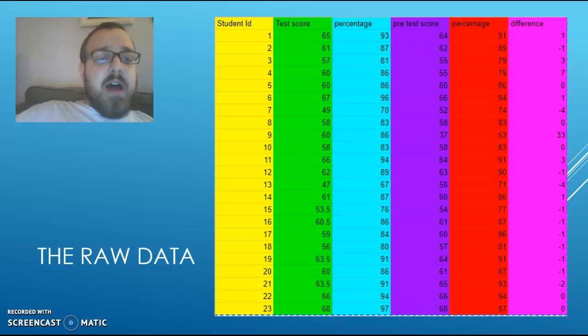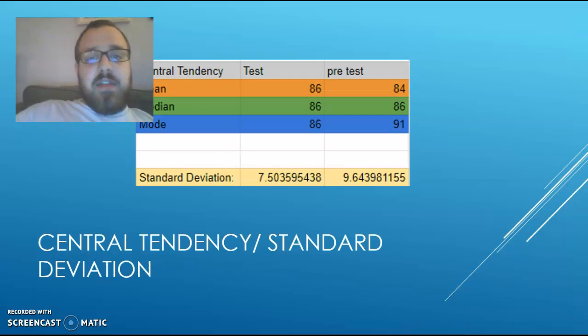And then really the heart of this unit, I think, and what we've been doing, is talking about some of the ways to analyze and look at this data in general. And so I went ahead and found the mean, median, mode, all the different central tendencies of the post-test and the pre-test, and then the standard deviation. And what's really interesting is that on the actual test, my mean, my median, and my mode were all exactly the same. And that's pretty cool.